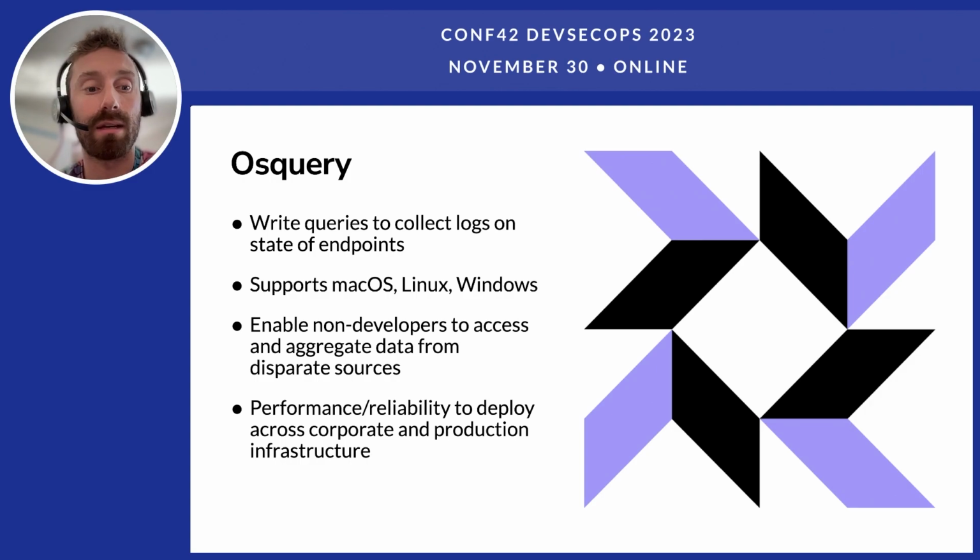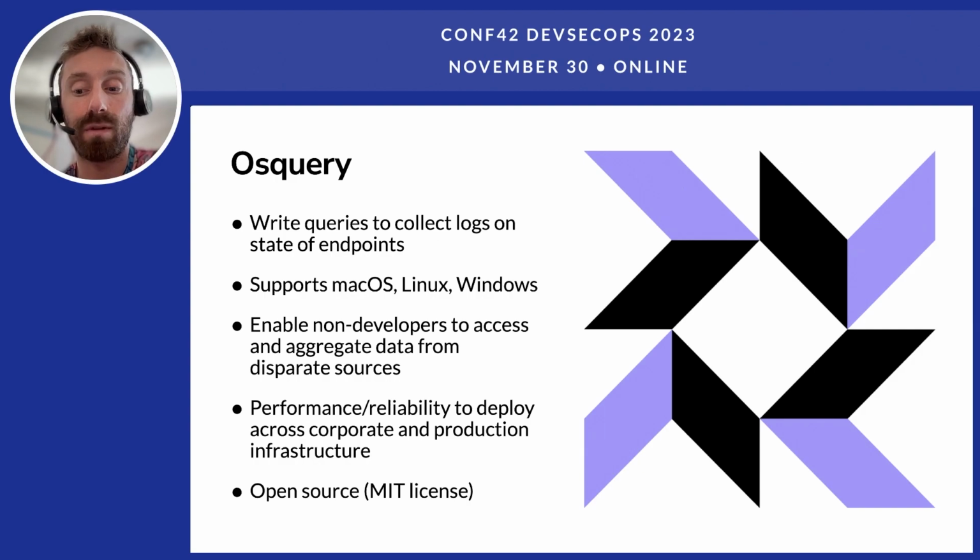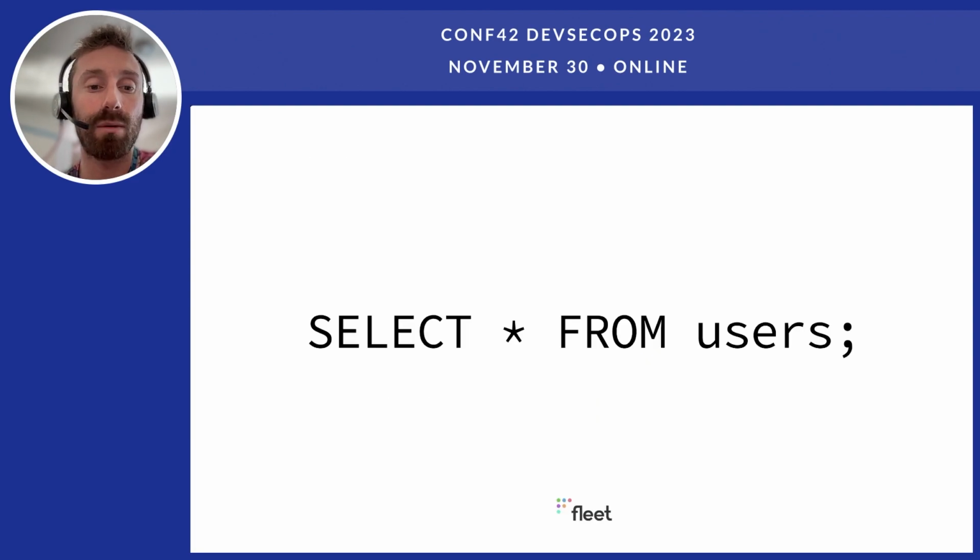osquery was designed explicitly with the goal of performance and reliability, to be able to deploy it across the corporate and production parts of organizations' infrastructure. And osquery is fully open source, licensed with an MIT license that allows users to do essentially whatever they'd like with it and the source code. I mentioned SQL, so here's a very basic example of an osquery query. Select star from users will give us, across all three of the supported systems, the information about the user accounts that exist on those systems.